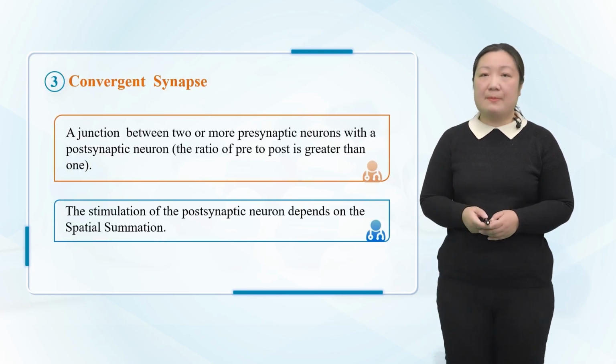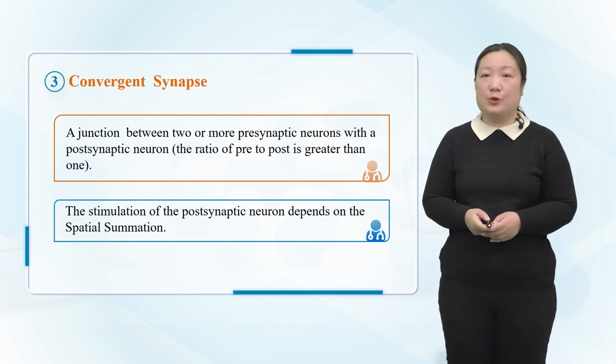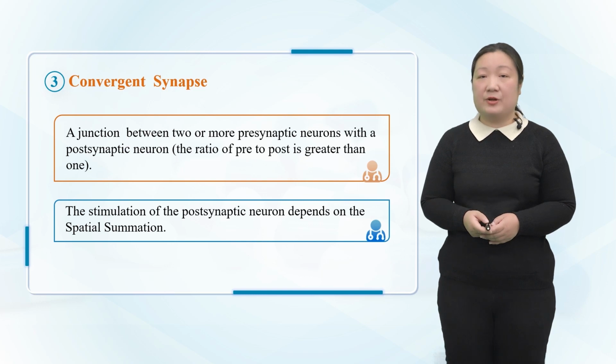Convergent connection is a junction between two or more presynaptic neurons and a postsynaptic neuron. The ratio of pre to post is greater than 1. So that is the difference. The stimulation of postsynaptic neurons depends on spatial summation.